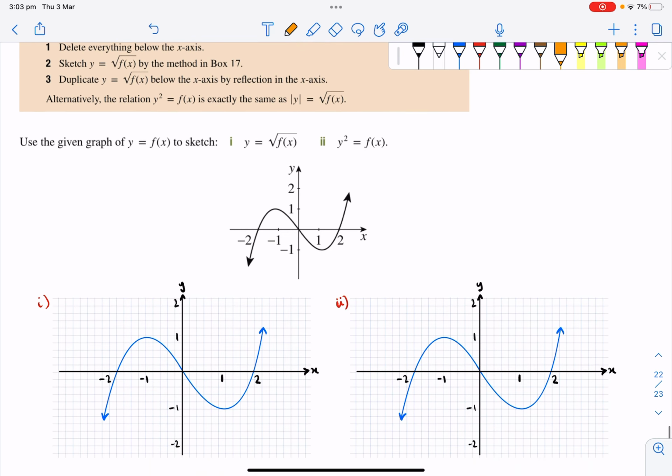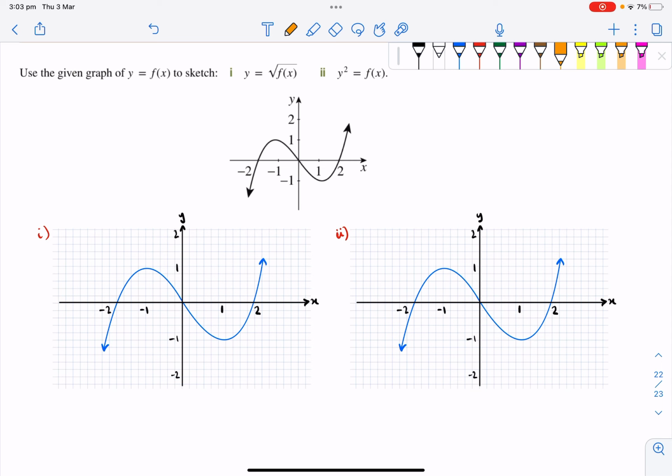All right, so first part here, use the graph of y equals f(x) to sketch y equals the square root of f(x), and then for the second one, y squared equals f(x). Basically, when sketching y equals the square root of f(x), you have to keep this in mind. You're essentially square rooting the y values. So whatever y values you're evaluating on the graph, you're square rooting it. So this here might be a half. That there's a 1, the square root of 1, the square root of half, the square root of a quarter. That's essentially what we're doing.